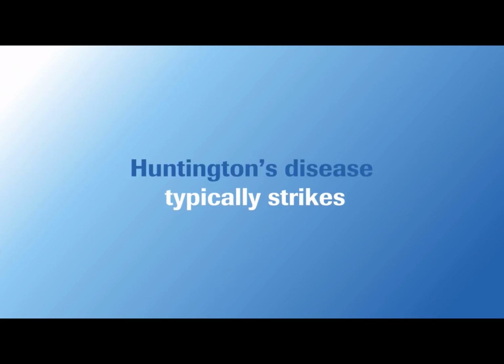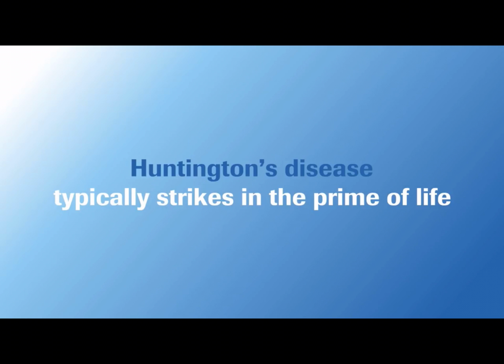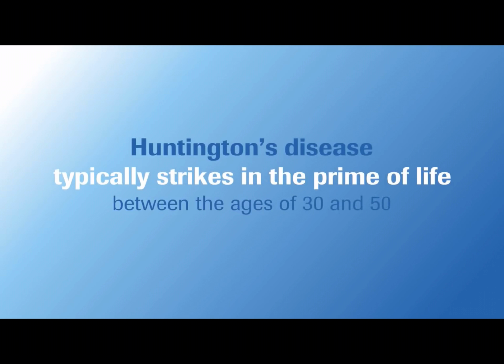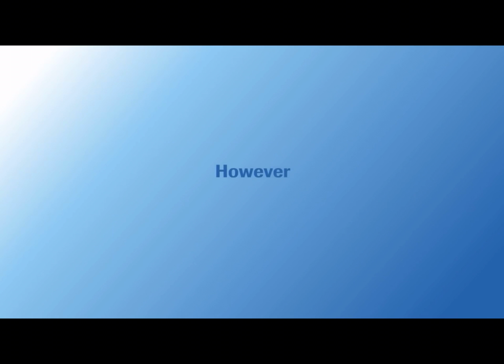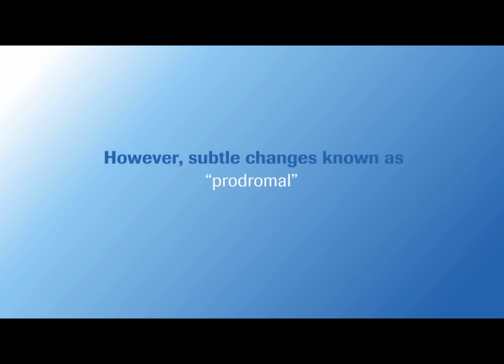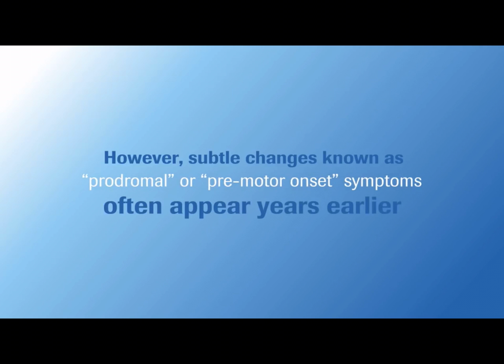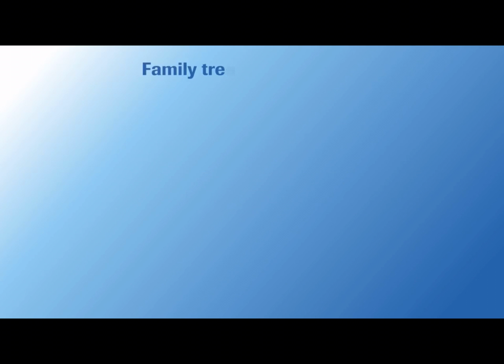Huntington's typically strikes a person in the prime of their life, between the ages of 30 and 50, although symptoms may appear earlier or later. Today, clinical diagnosis is made when movement problems are obvious. However, subtle changes known as prodromal or premotor onset symptoms often appear years earlier.